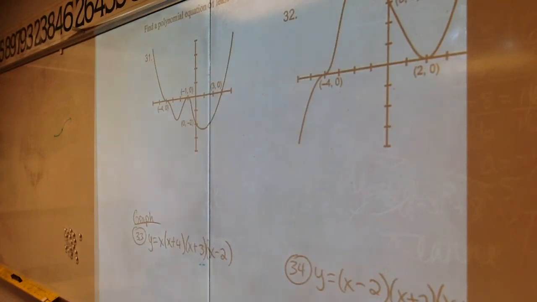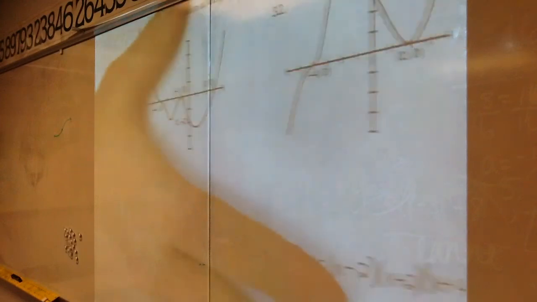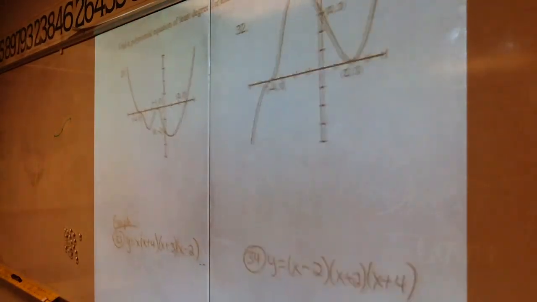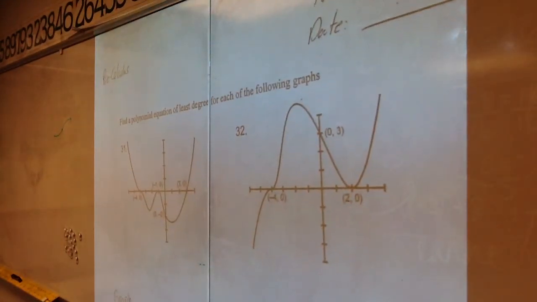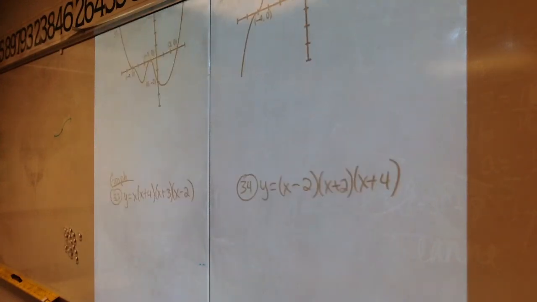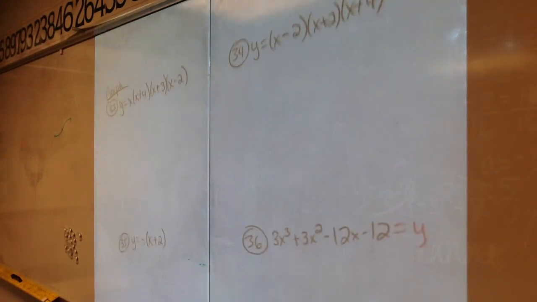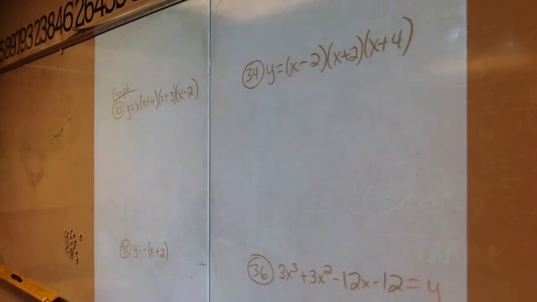Folks at home, there it is. If you don't have a copy, everyone should have a copy. Graph those, just sketches. For 36, you're going to have to complete the square first. That's all I have to say about that.